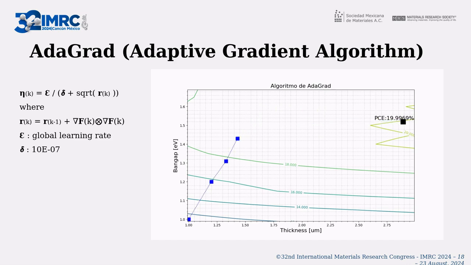Several optimization methods leverage gradient information, such as the adaptive gradient algorithm. This algorithm adapts the learning rates of all model parameters individually, scaling them inversely proportional to the square root of the sum of all historical squared gradient values. As an example, the performance of a tin sulfide solar cell can be maximized by optimizing the thickness and the bandgap of the absorber layer. We applied the adaptive gradient algorithm, and the resultant iterations are shown in this figure.